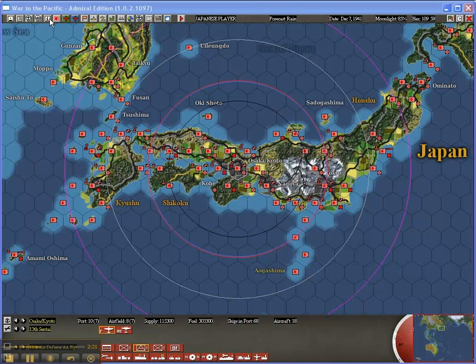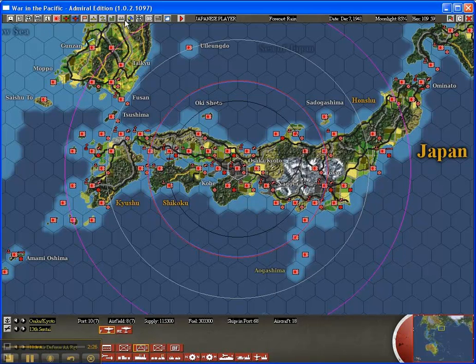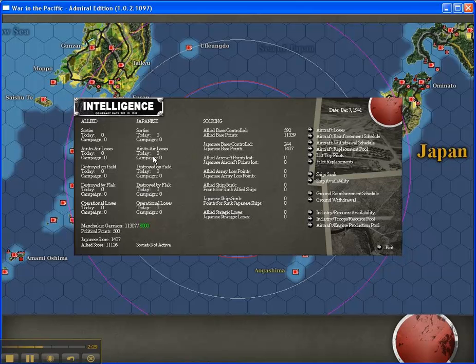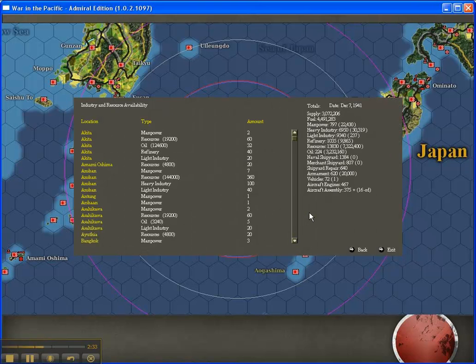Okay, so where do we start? Well, let's go and have a look at the industry interface. We can either do that by looking at the production, but I'm just going to look at the pure and simple numbers with the intelligence screen first of all on the industry resource availability.